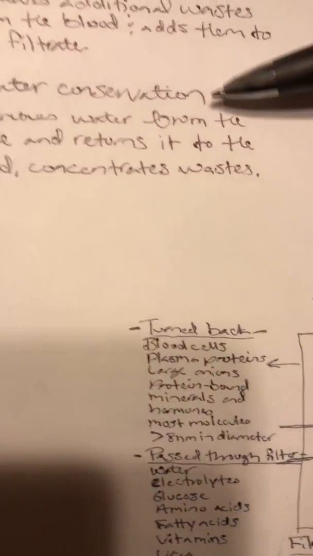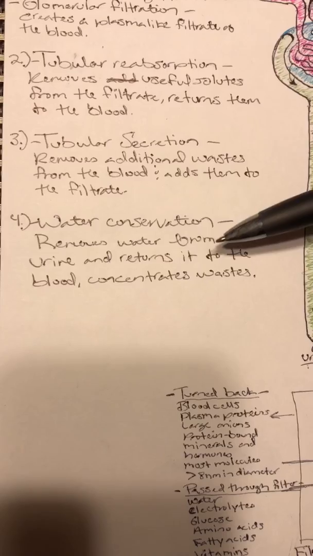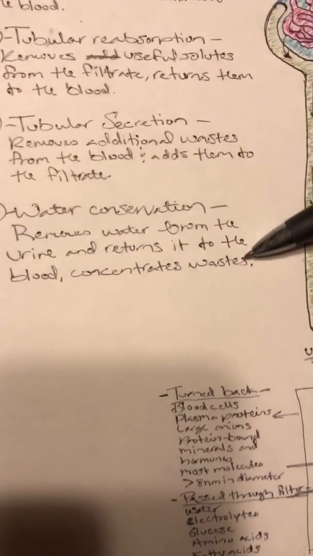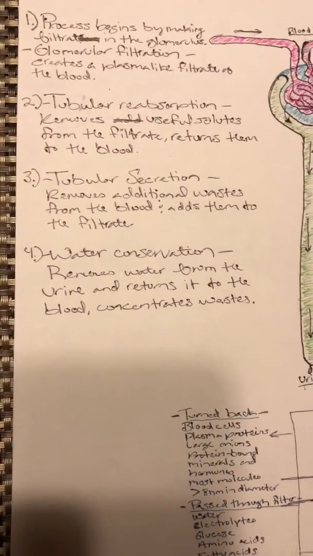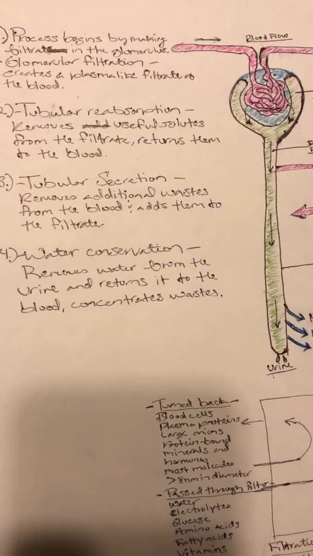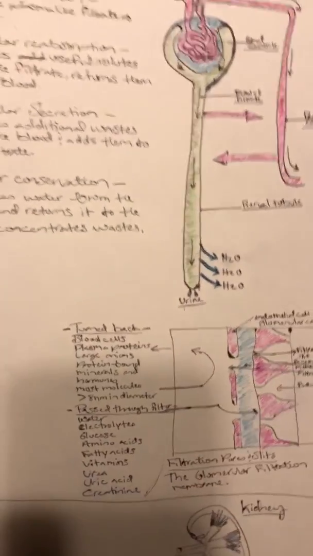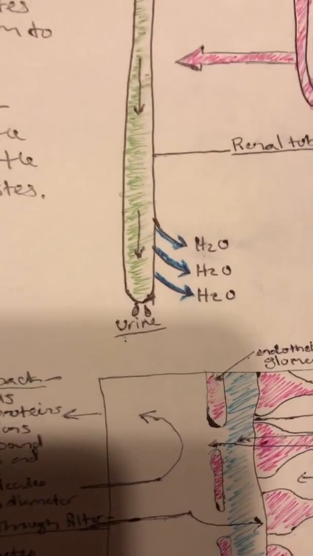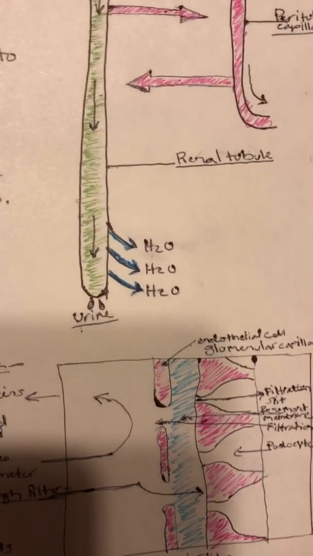The water conservation removes water from the urine and returns it to the blood. It helps concentrate the wastes that are excreted during urination. So the final step in the process would be the water conservation. Once the filtrate has entered the collecting duct, it is considered urine. As the collecting duct passes through the renal medulla, water is reabsorbed to concentrate the urine even further.